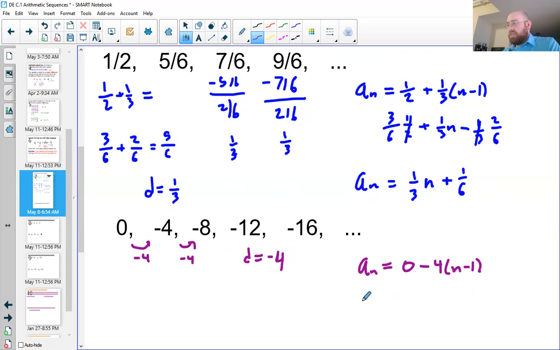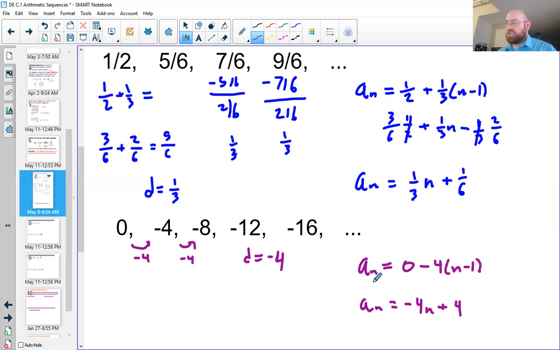When I simplify, the first term I don't need to write, it's just 0. So I can write it as -4 times n plus 4. Because when I distribute this -4, the -1 changes signs.